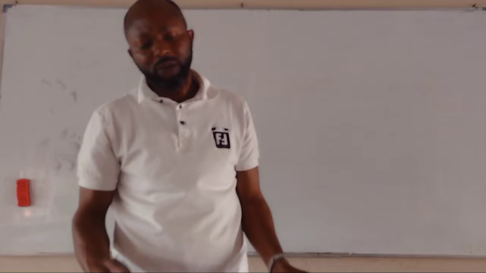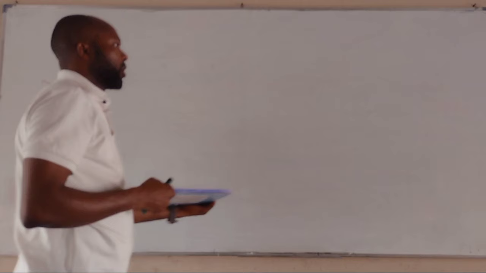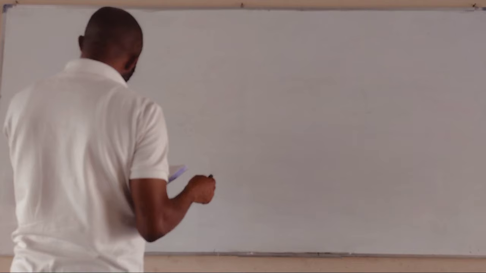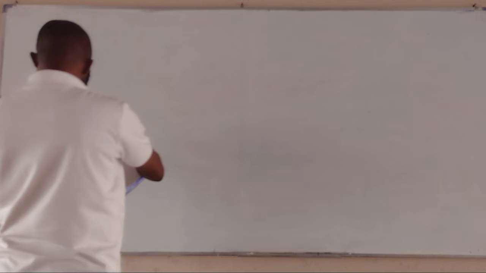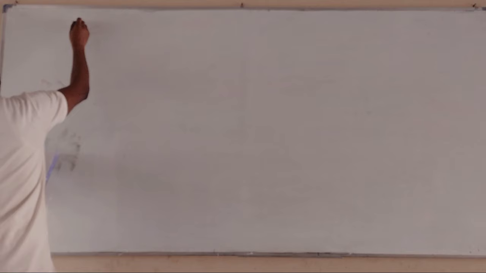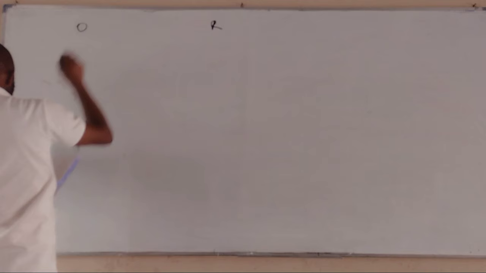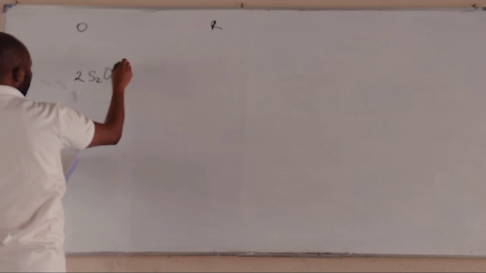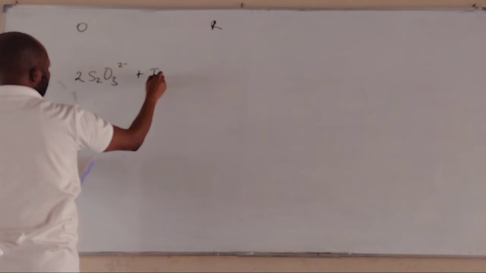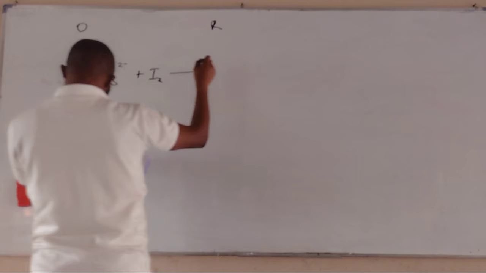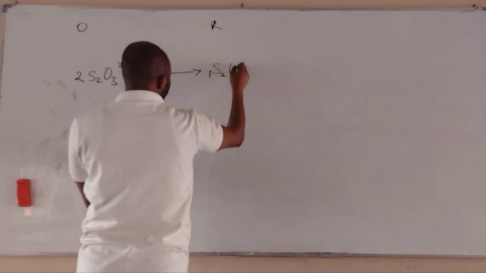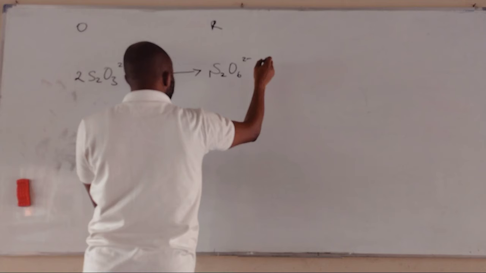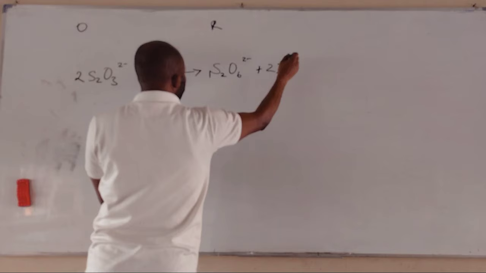So let me just state them out. So I have sodium thiosulfate. Okay, let me just give us an equation of reaction first. We have the oxidizing agent. We have our reducing agent. But our equation of reaction is 2S2O3 2 minus plus iodine gives us S4O6 2 minus plus 2 iodide negative.